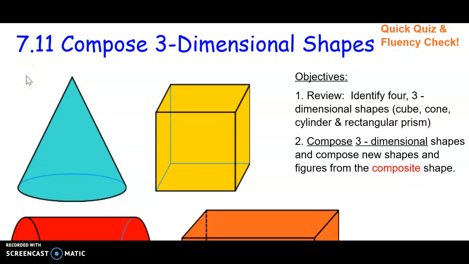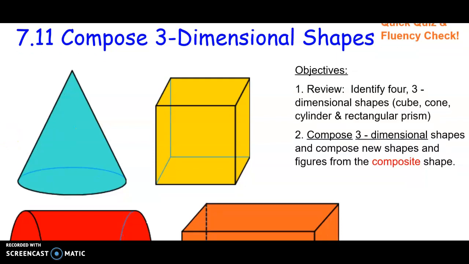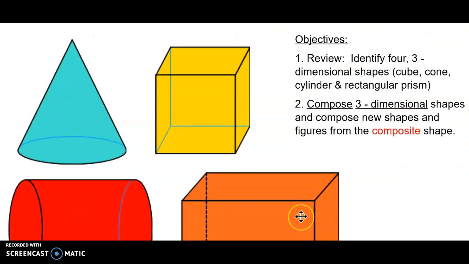Hi, first graders. Today we're moving on to lesson 7.11, and we're composing three-dimensional shapes. What we're trying to accomplish today, we're going to review the 4 3D shapes of cube, cone, cylinder, and rectangular prism. And today you're going to have a chance to compose some new three-dimensional shapes with those shapes, and when we do that, those are called composite shapes.